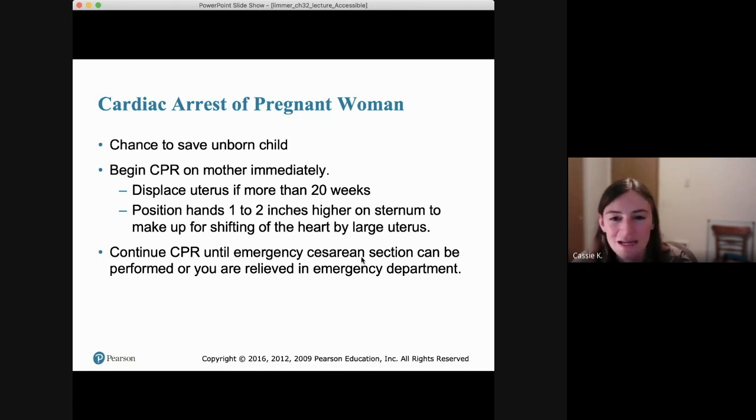So this is going to be the case where we would transport a code, versus most of the time we either get pulses back then transport, or declare a death on scene, but it will be different in the case of a pregnant patient.